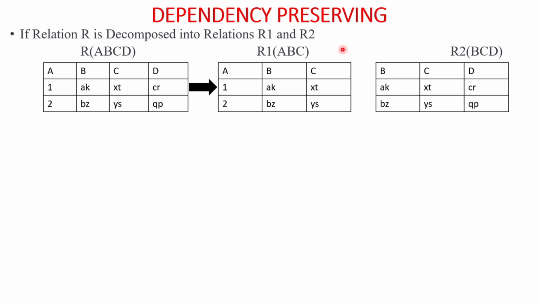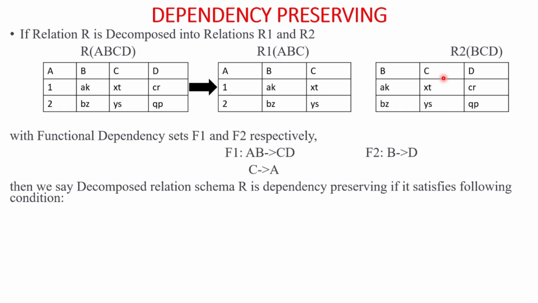So we have to find whether this decomposition which is done is dependency preserving or not. Based on the original functional dependency set F, we have to divide the functional dependency set as per R1 and R2. So we have to divide the functional dependency set into F1 and F2. In F1, AB tends to CD will come and C tends to A will come. In F2, B tends to D will come, because B is there in the R2 table and the D attribute is also there in the R2 table. So this functional dependency will come in for the R2 table only. So F2 will contain B tends to D.